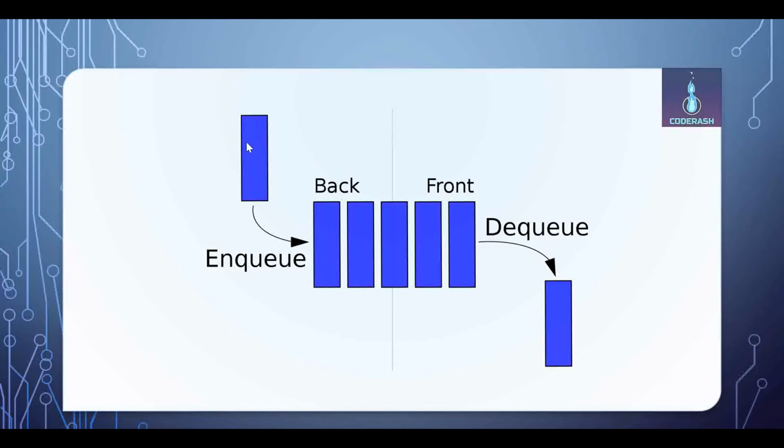So any item that gets added to the queue always gets added from the back, and this process is called as enqueuing. Any item that goes out of the queue always goes out from the front of the queue, and this process is called as dequeuing.